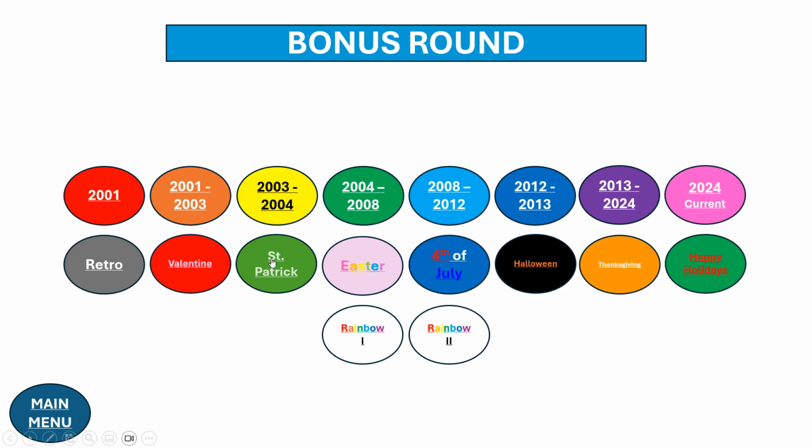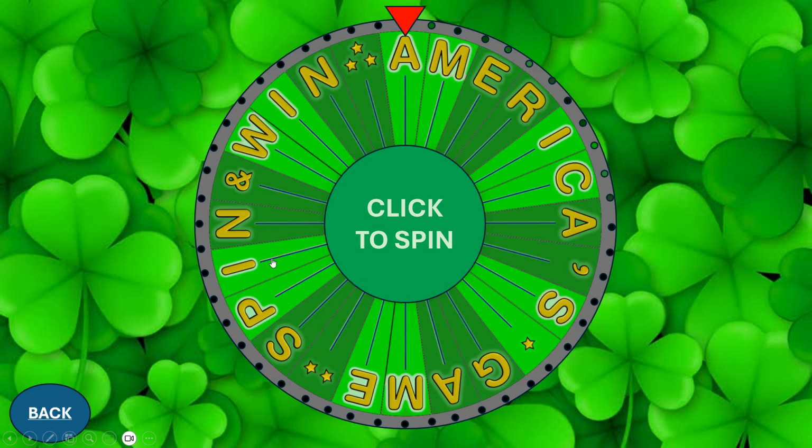Next, let's move on to St. Patrick's. We have our light green and dark green wedges, and we have light green and dark green blinking lights for shamrock colors.